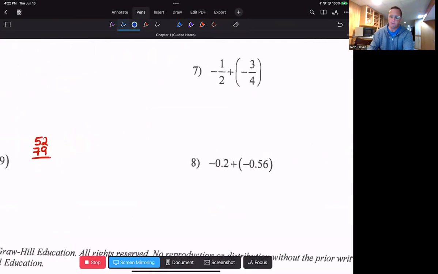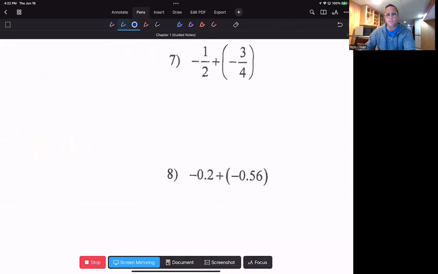Okay, number 7. All right, we have fractions, and we have fractions with uncommon denominators. So we better find a common denominator before we do any adding or subtracting.